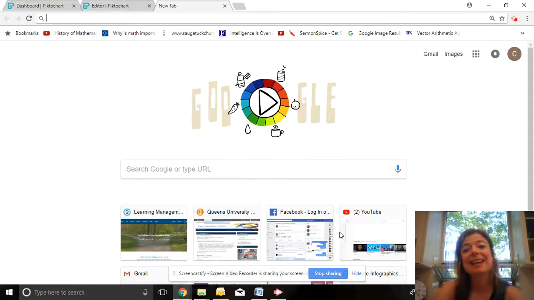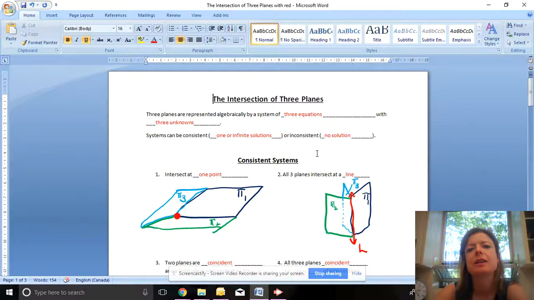Hi class, today we are moving on in our look at intersections in R3, and we're looking at the intersection of three planes. I have to be honest with you, this is actually one of my favorite notes ever. I just love how there are 8 different possibilities for how 3 planes can intersect. It's so cool. So I would encourage you to just stop and think about it for a second.